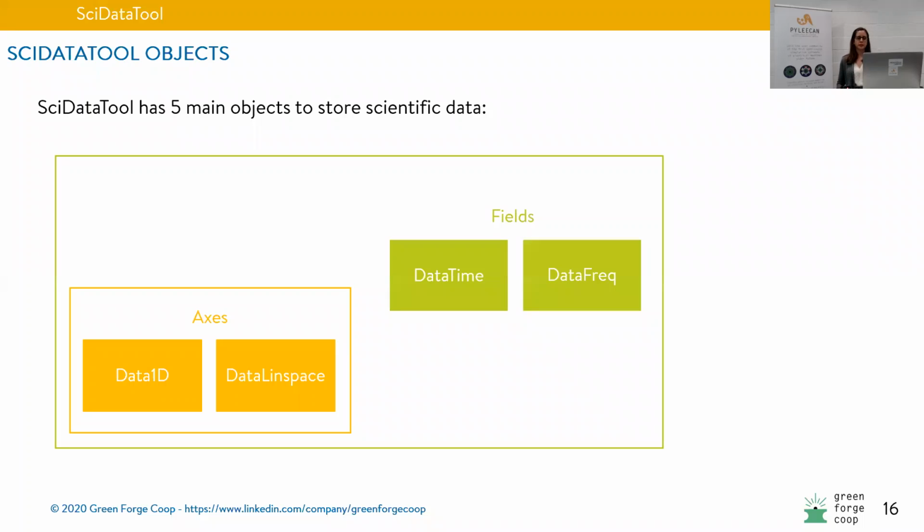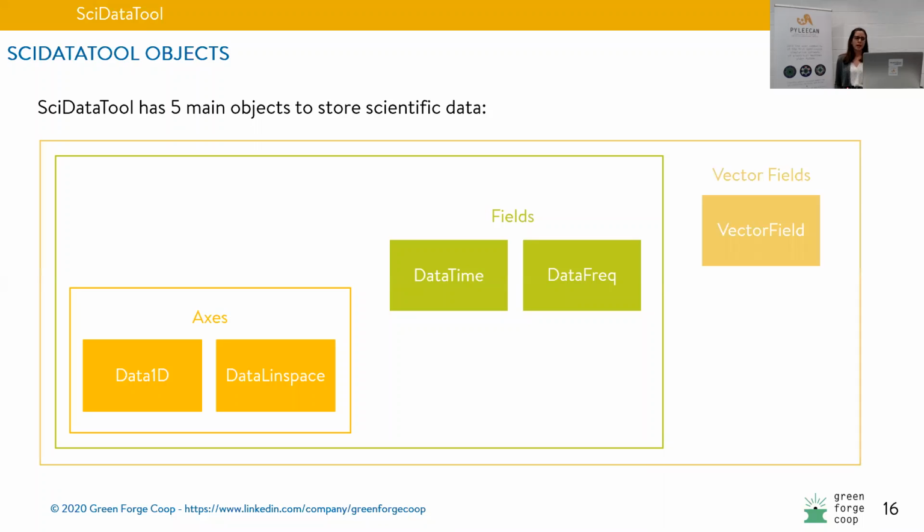Then you have fields which can be stored in the time-space domain or in the frequency domain. Those fields are defined on a list of axes. So they contain all the information about axes. And finally, you may have vector fields like air gap flux density, for example, if you have a radial and a tangential components.